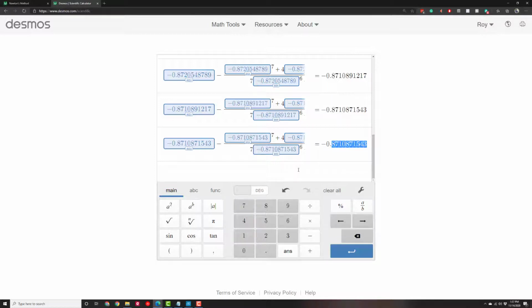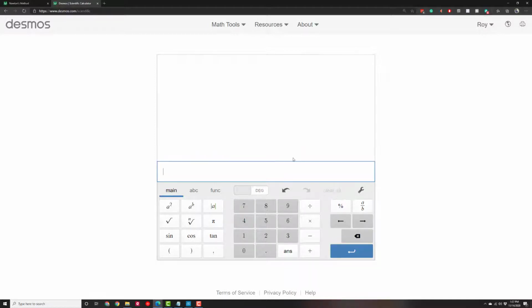If you were using Desmos, let me clear all this and we'll start over again. You could do it this way. f of x is equal to x to the 7th, let's see, plus 4x to the 5th. So you basically start with your function. You just type in your function here, plus 5.